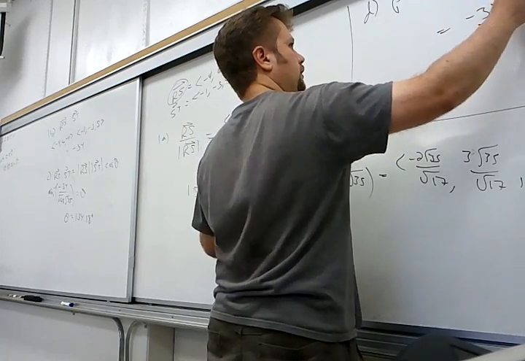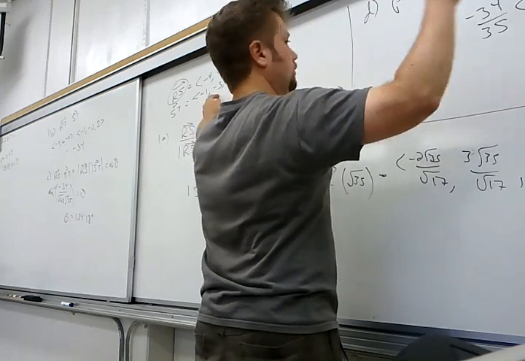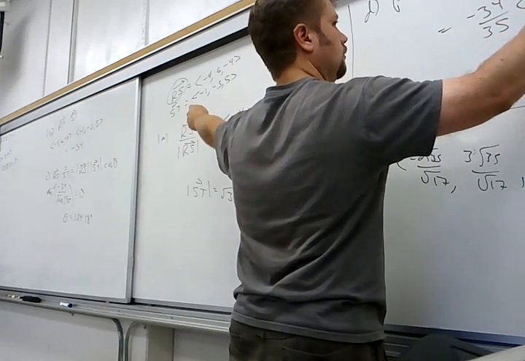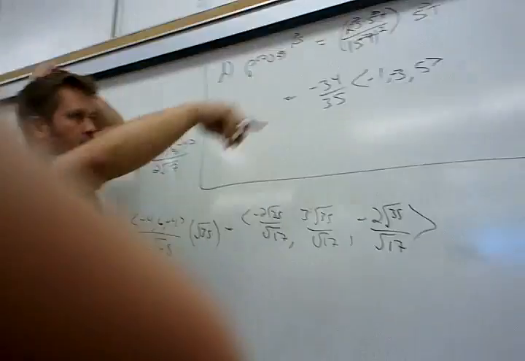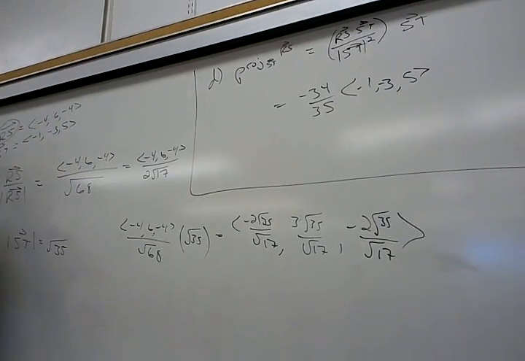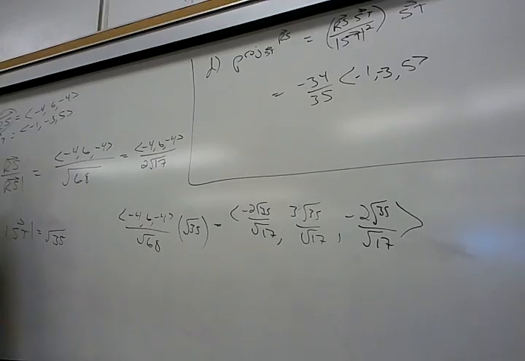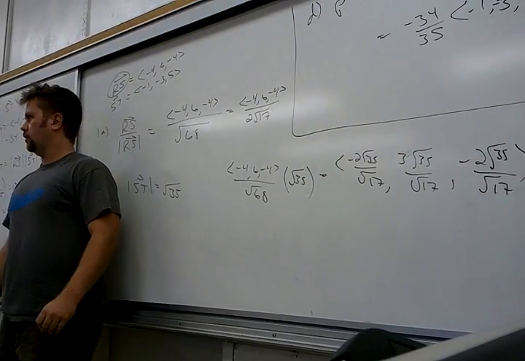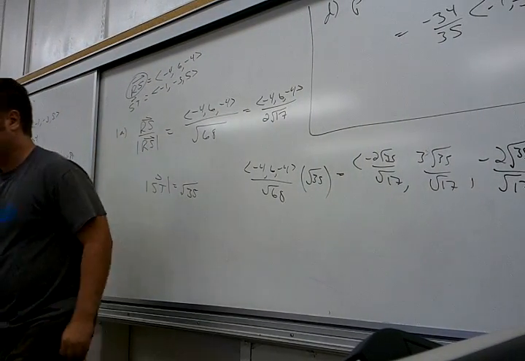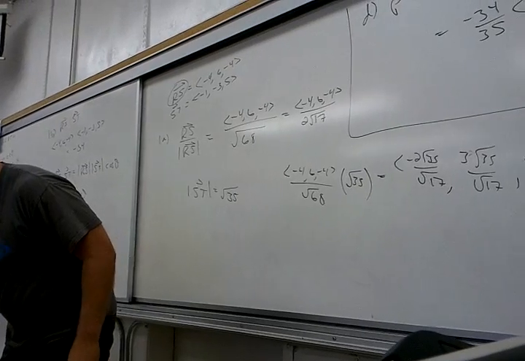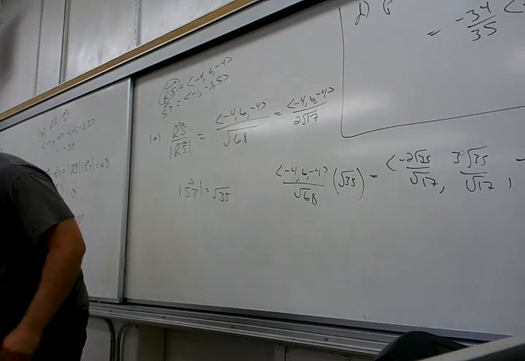The length of ST was root 35, so of course that's 35. And then ST is this guy. And then you can multiply that in. I'm not going to take off because the book does it that way. Cool. Okay, and I think that's the last one.